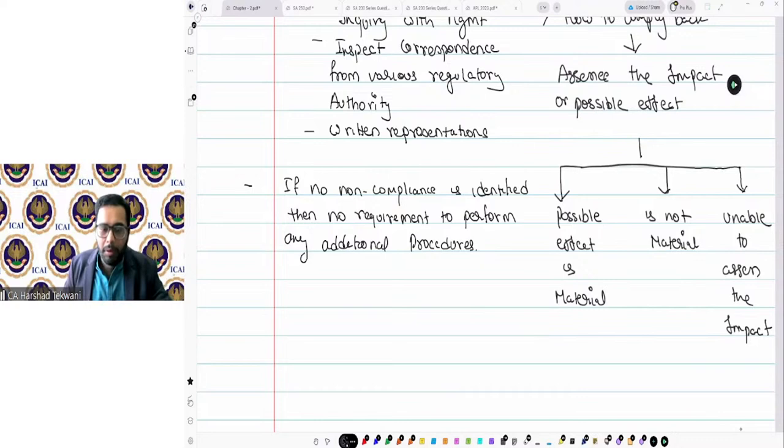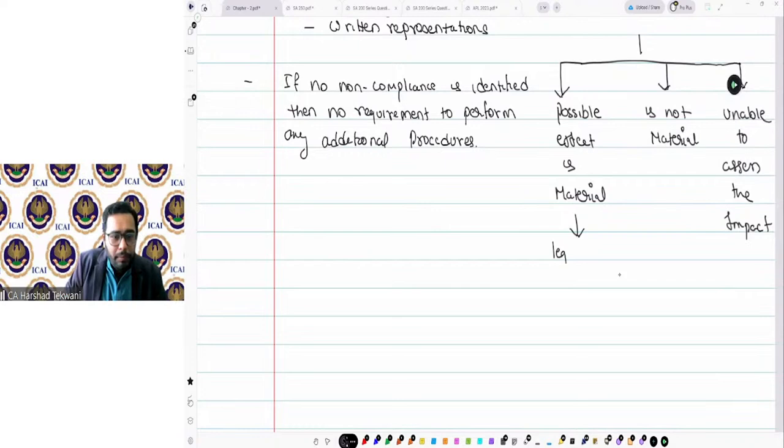So either I can say it has a material impact, or I can say the impact is not material, and in the last case, I can say I am unable to assess the impact. If I say the impact is material with respect to the non-compliance or suspected non-compliance, then I need to seek legal advice. What should be done in this scenario? I may also think to withdraw from the engagement, because I have just started the engagement or I'm doing the engagement. I might also consider the impact on my audit opinion.